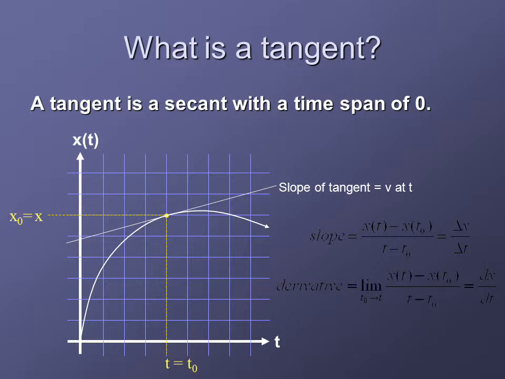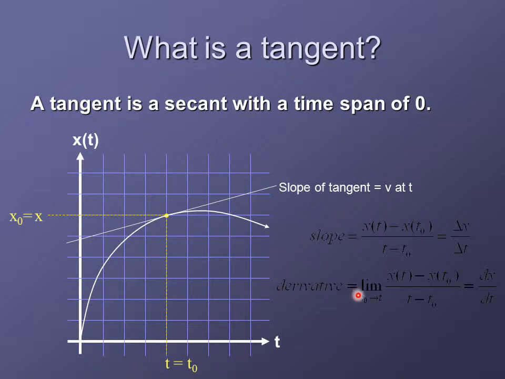So we can say that the slope of the tangent, which is the same thing as the derivative, because they both capture the rate of change in this little neighborhood around this point.